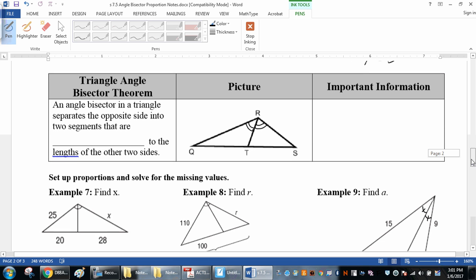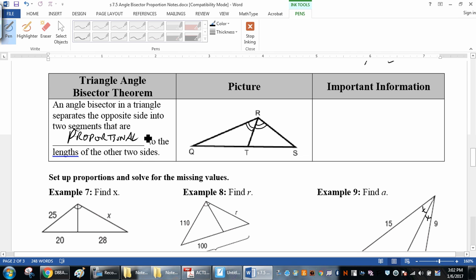Now, the next theorem we have is the angle bisector theorem. This one's a little trickier because we're using pieces again instead of whole sides, so you have to be careful when thinking about this. That angle bisector divides the side into pieces. Read with me and fill in this blank: an angle bisector in a triangle separates the opposite side into two segments that are proportional. Of course, everything's proportional in these similar triangles.